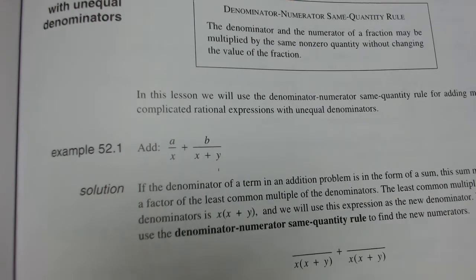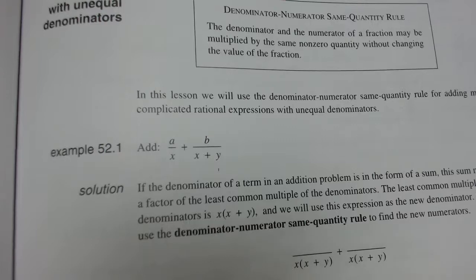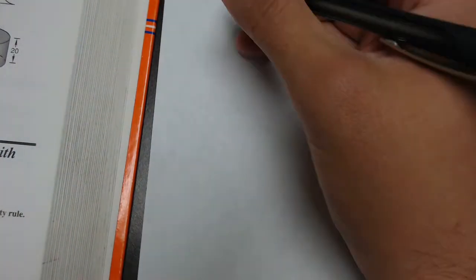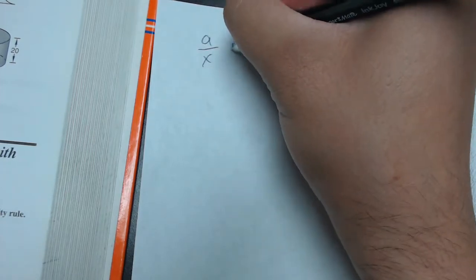Now, when it comes to adding fractions, our rules of fractions don't change. What makes these a little bit different is these denominators, x and x plus y. So let's go to our work paper, and we'll look at this problem and see how the polynomial in the denominator changes what we might think our answer is going to be.